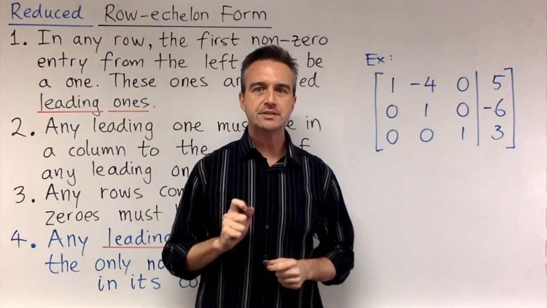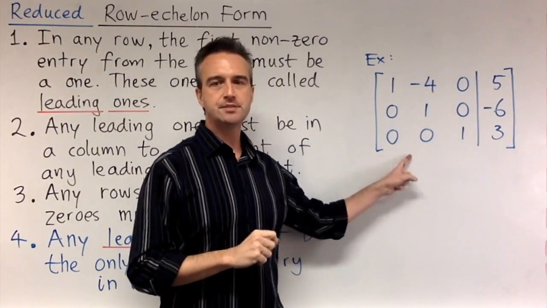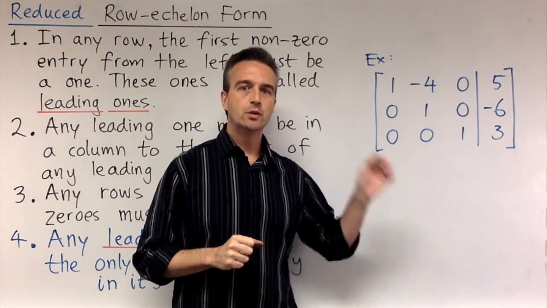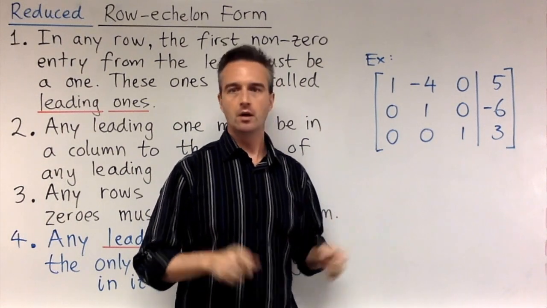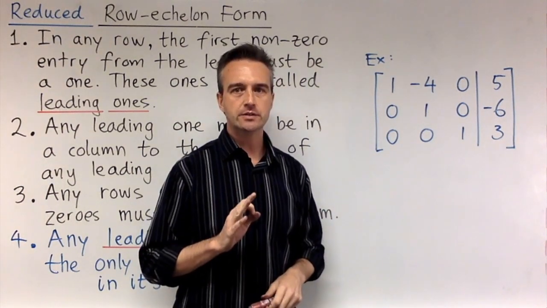In other words, if I'm a leading one in a matrix and I look up and down at the other numbers in my column, the only numbers I should be able to see are zeros. This must be true for all the leading ones in the matrix. And to explain this criteria, let's take a look at this matrix over here. Is this in reduced row echelon form? What do you think? Let's take a look at the leading ones.